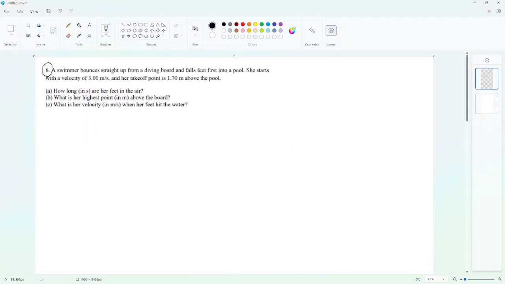This is question number 6. As you can see, there's a 6 here. A swimmer bounces straight up from a diving board and falls feet first into a pool. She starts with a velocity of 12 meters per second and her takeoff point is 4 meters above the pool. How long in seconds are her feet in the air?